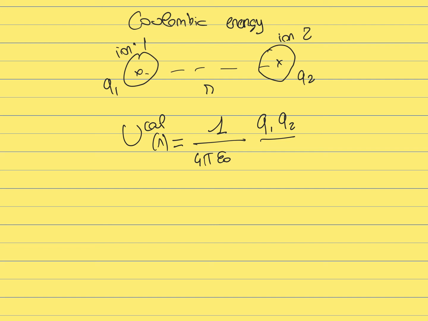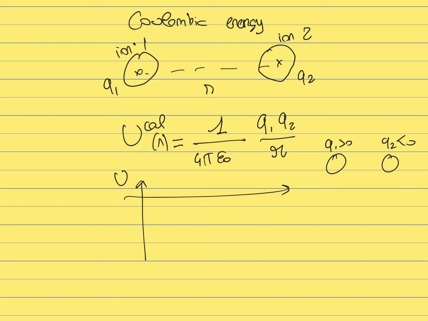So in the same way that the gravitational energy is proportional to the product of the mass between two bodies, the Coulombic energy is proportional to the product of the charges, and it's inversely proportional to the distance. So if you look at the Coulombic energy, for example, if I plot the Coulombic energy between one cation which has a positive charge and one anion that has a negative charge, then this Coulombic potential energy will be negative, since you are multiplying a positive charge by a negative charge, so you get a negative Coulombic energy. That means that you will have an attraction between the positive and the negative charge.